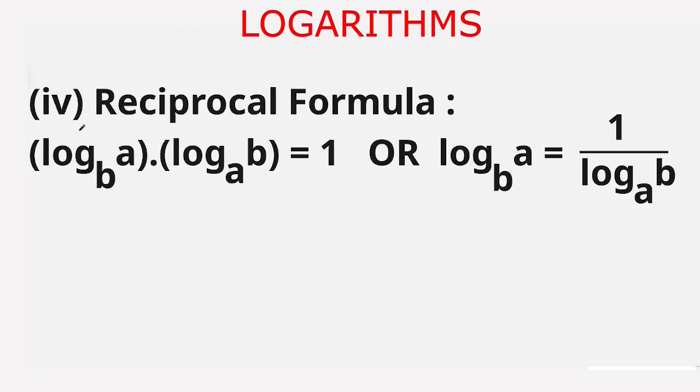Fourth formula, reciprocal formula. Log a base b into log b base a equal to 1, or log a base b equal to 1 upon log b base a.